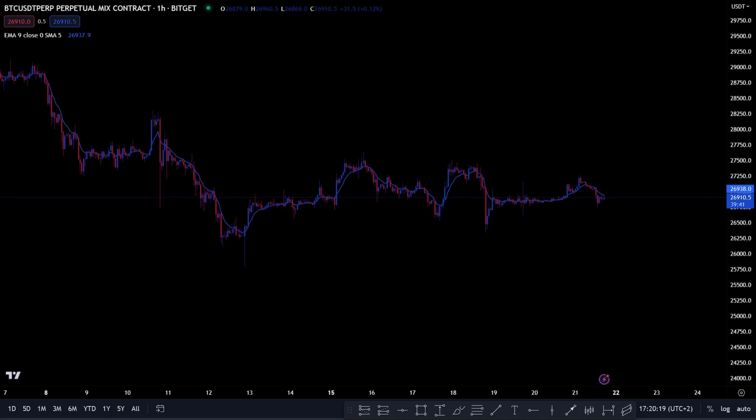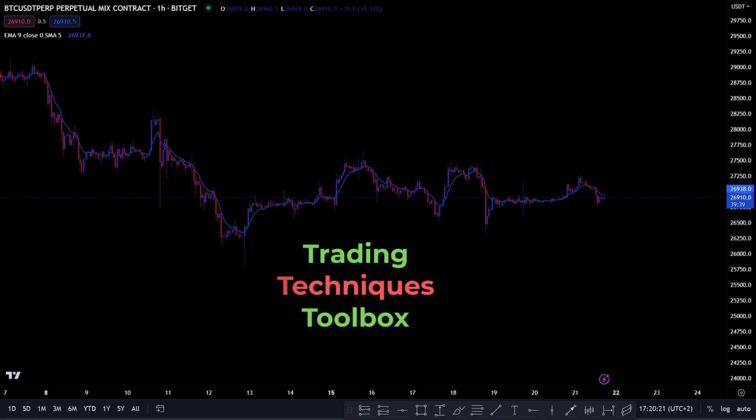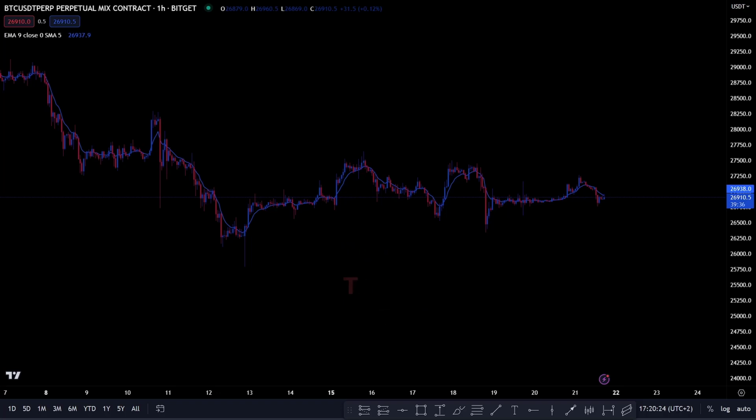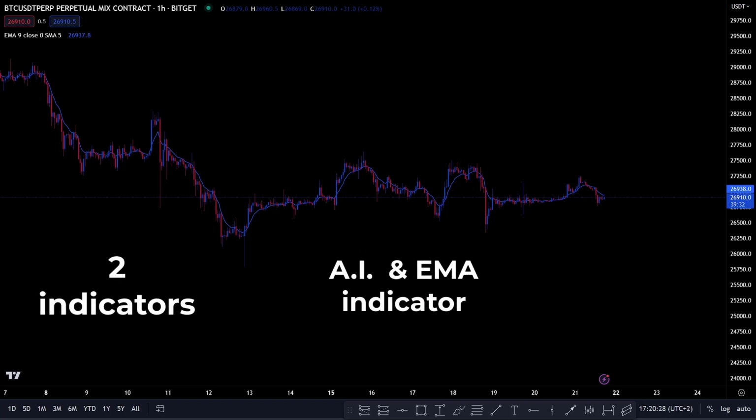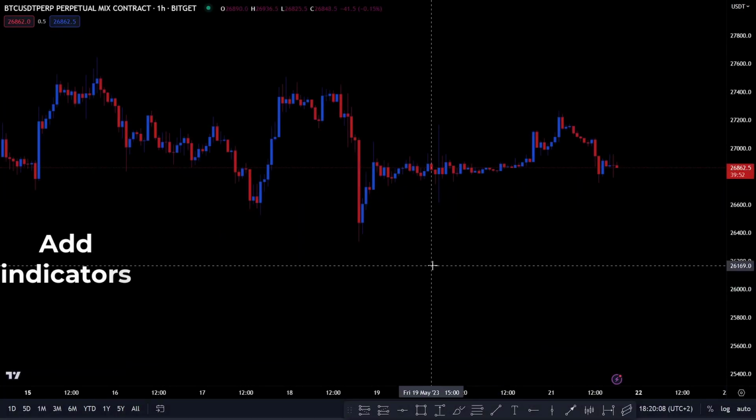In today's video, made by our team of Trading Techniques Toolbox, we will explore a new trading technique with two indicators: a machine learning indicator powered by AI and a 200 EMA indicator. First, we add the indicators for this strategy.